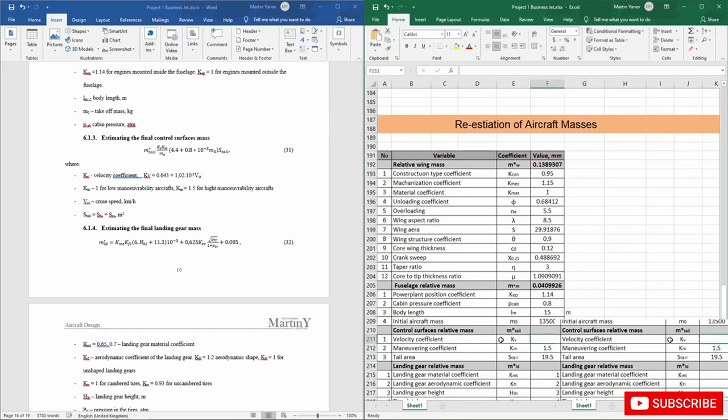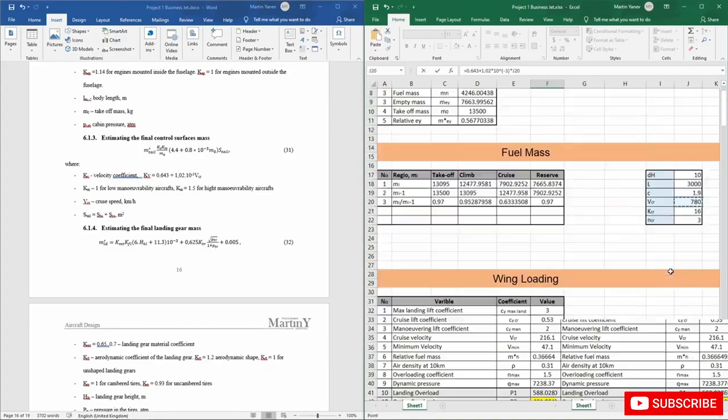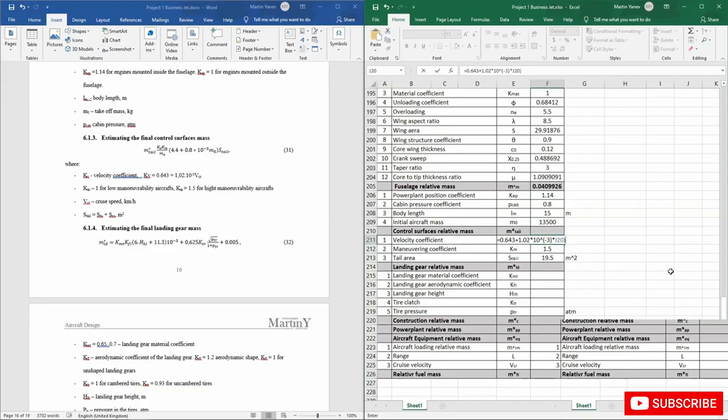And then let's estimate kV. So this will be equal to 0.43 plus 1.02 multiplied by 10 to the minus third multiplied by the cruise speed, which we have here, 780. Okay, that's it. Let's close this bracket here. Oh, sorry, we don't even have a bracket. So that's it, guys. So this is equal to 1.43, which is a good number for this type of coefficient, for the velocity coefficient.